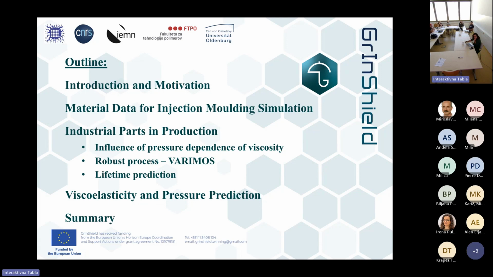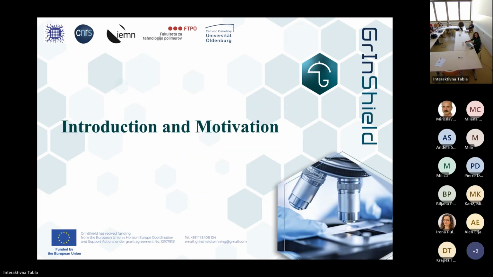So lifetime prediction. Finally, if I have time, I want to show you that the new topic for the future is to implement viscoelastic models into the simulation software. And then we are much more precise in our pressure predictions, and then we really can talk about a digital twin of a process.